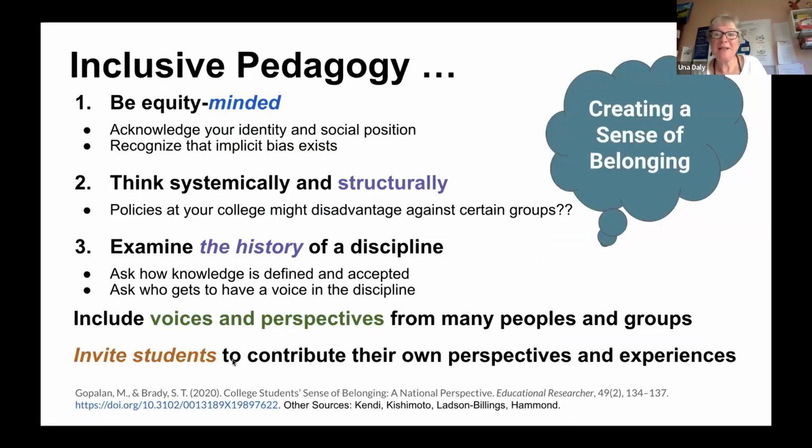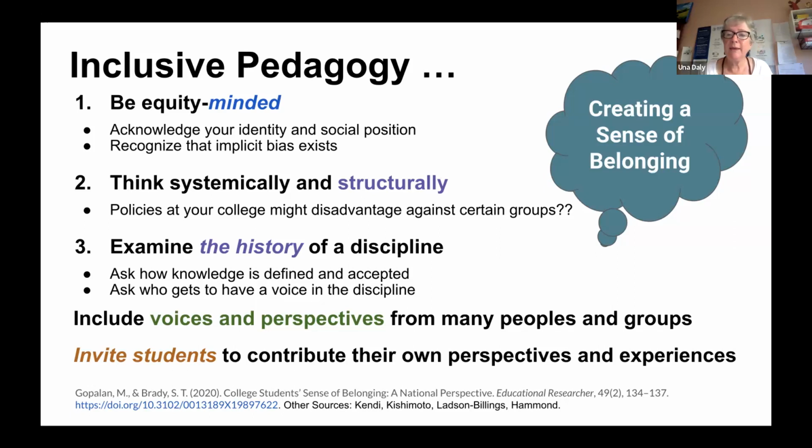Great. Well, very quickly, because I want to get us into our breakout rooms. A lot of this is about creating a sense of belonging in the classroom for our students, so that they feel that they have a right to be there and that they can be successful in your classroom. The thing I want to focus on really quickly is to examine the history of your discipline. That's why I also asked you to specify what your discipline was. Ask how knowledge is defined and accepted and who gets to have a voice in that discipline.